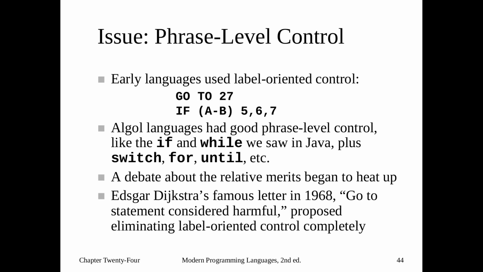So, there was this concept of phrase-level control, right? Back in the old days, early languages used to have this label-based control, right? You create a label, and you call it 27, and you say, go to 27 if A minus B is 5, 6, or 7, right? So Algol languages had good phrase control, like using if and while, as you know from Java. Then you also have the switch, for, and until. So what this allows us to do is control the state of execution, or the flow of execution.